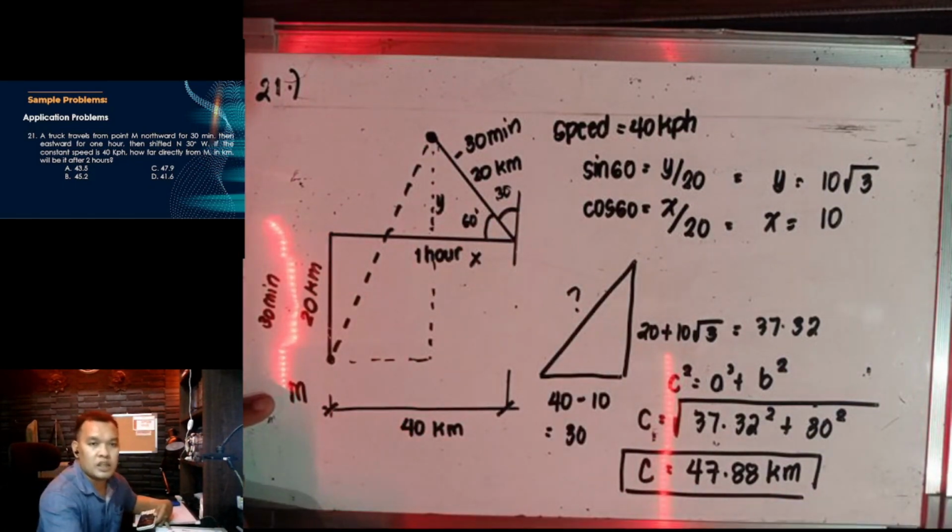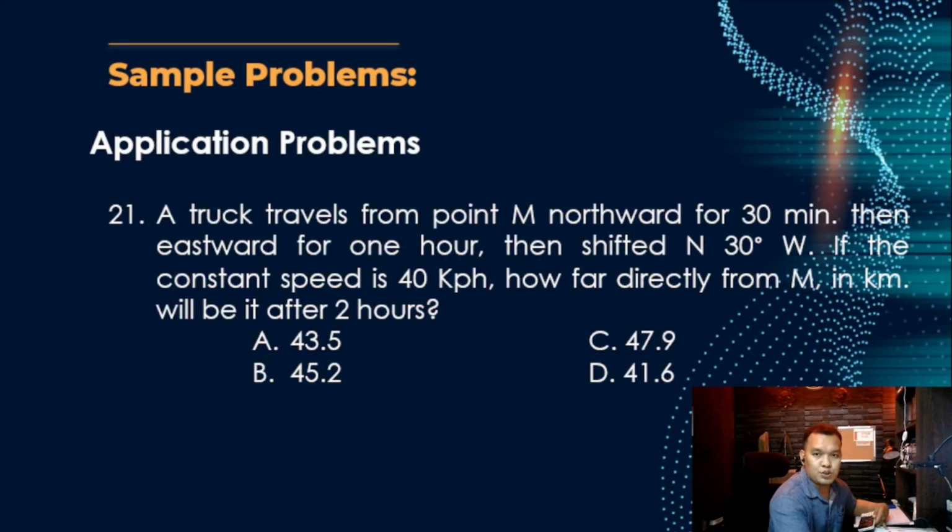So, let's check the choices for the answer. The answer is 47.88. So, we could say that letter C is the answer. Okay?